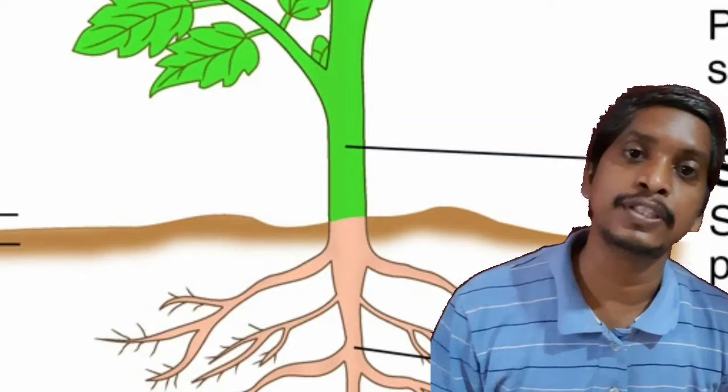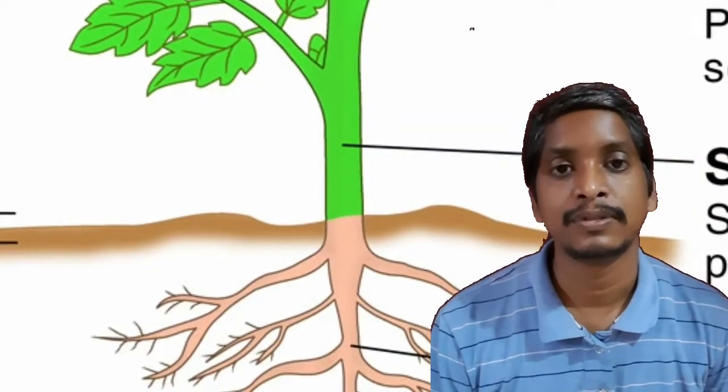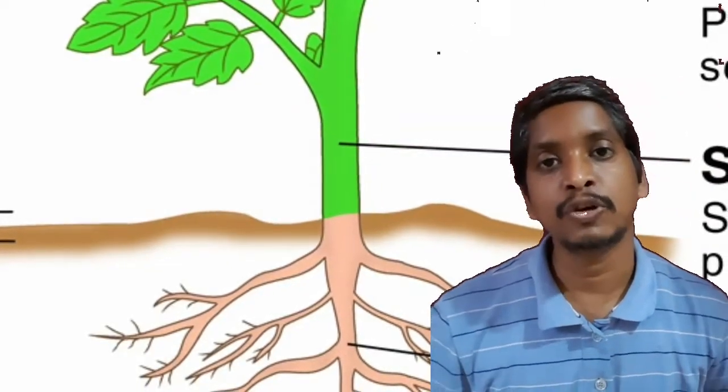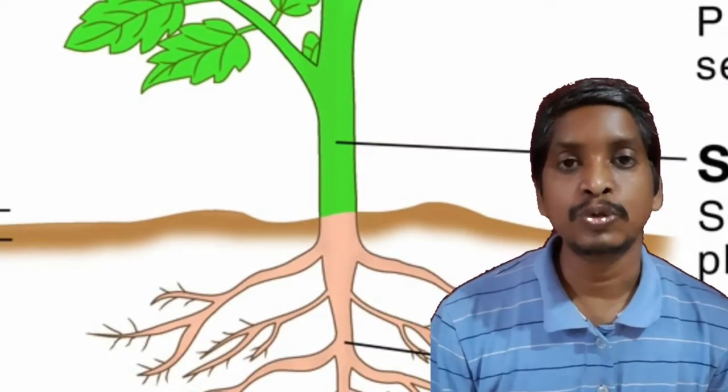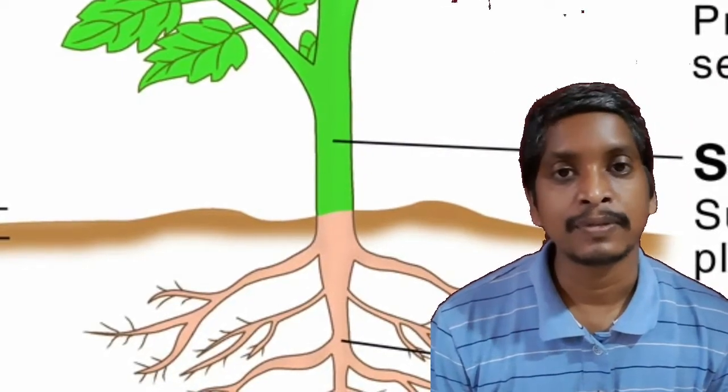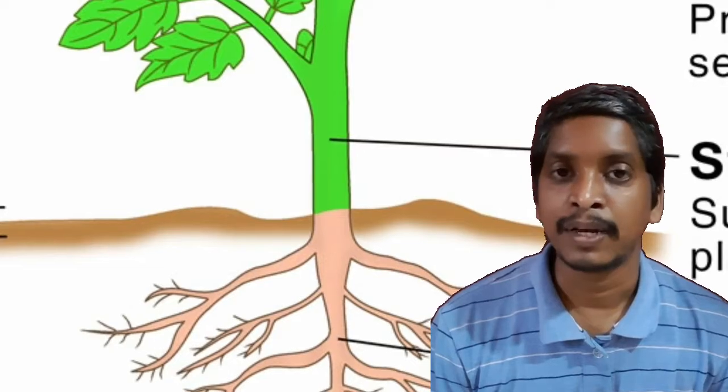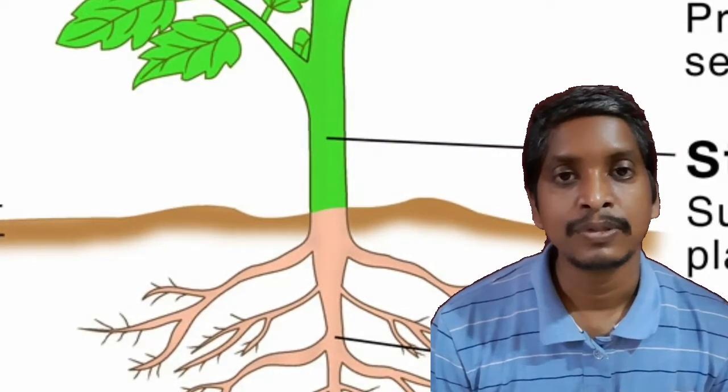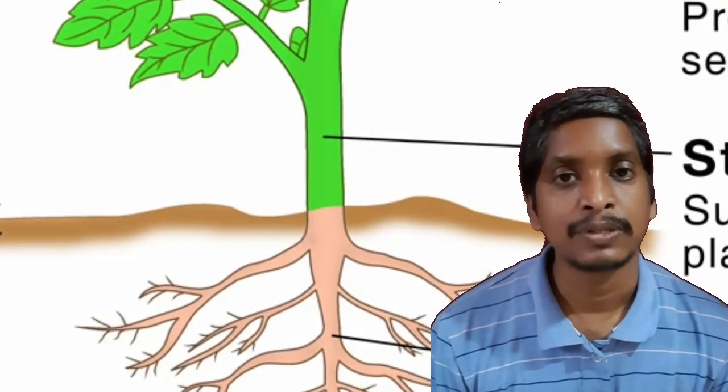Last one is the functions of roots. What are the different functions of roots? Roots absorb salts and water for the plants. Also, these roots give support to the plant.